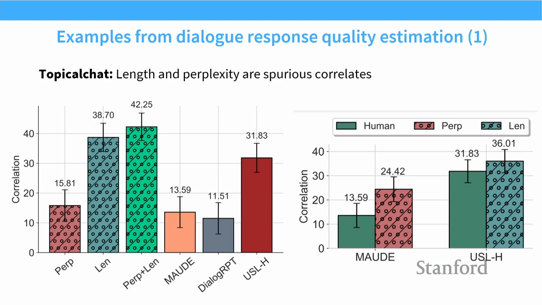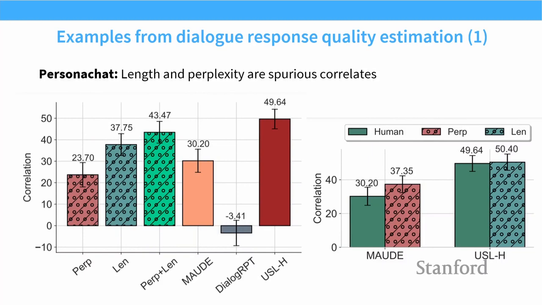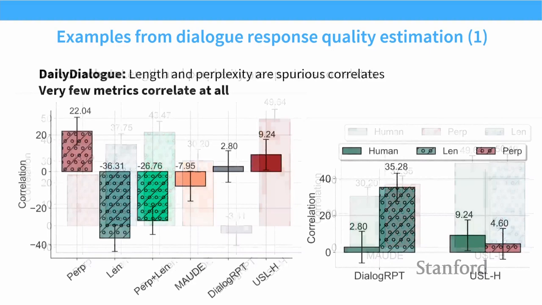So this is kind of the general pattern that we see. These systems are very high performance, but when we put them in situations they haven't seen before, they really seem to be relying upon these heuristics. We see the same thing on PersonaChat, which is another dialogue evaluation case. You see that most of these learned evaluation metrics aren't doing much better, although USL is doing a little bit better. And on the right side, once again, we see that the spurious correlates are more correlated with the learned metric than with humans.